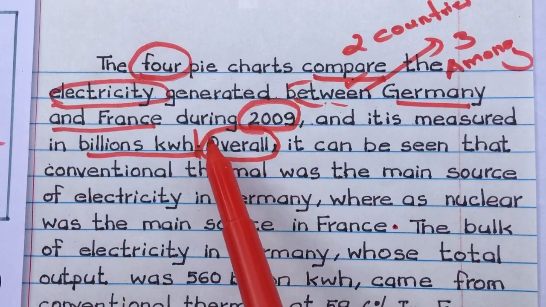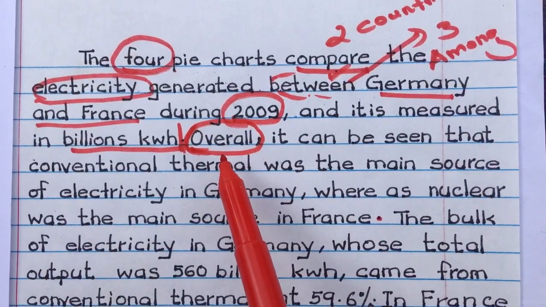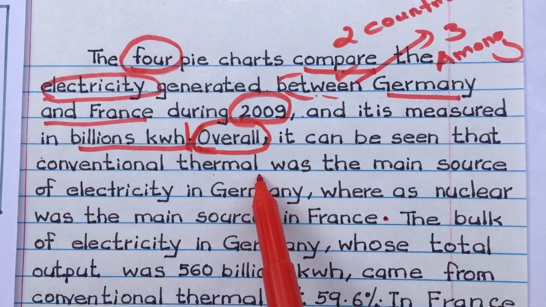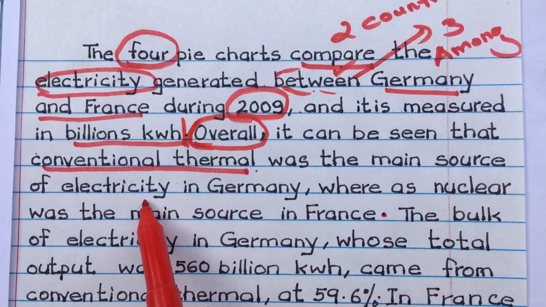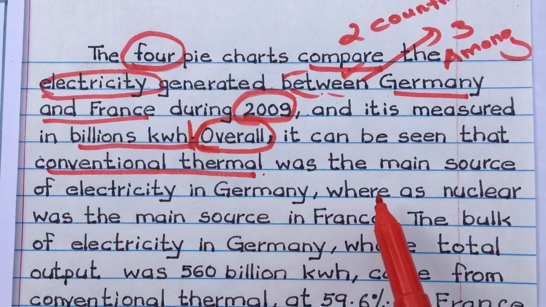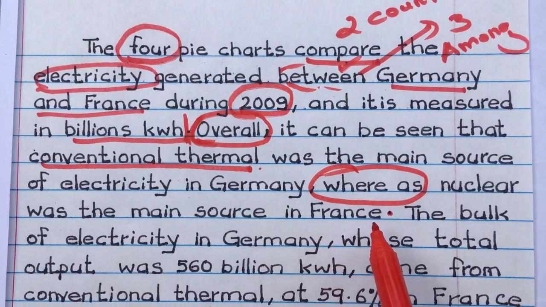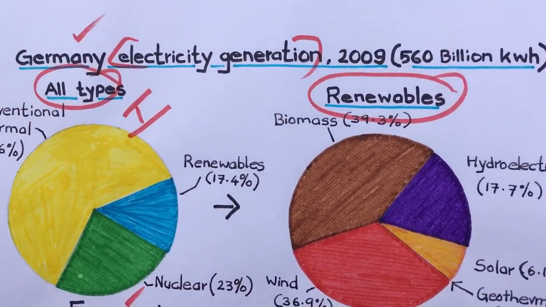Whatever things I underline here, you have to focus on in your writing. Okay, so overall it can be seen that conventional thermal was the main source of electricity in Germany, whereas nuclear was the main source in France. So let's move to the diagram. You will clearly understand when you see the diagram.